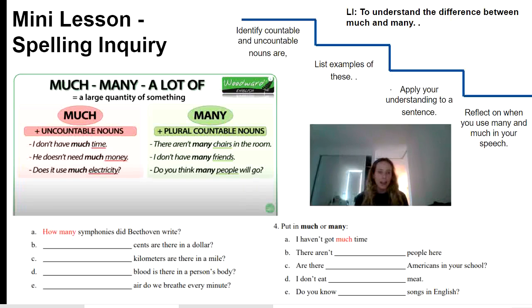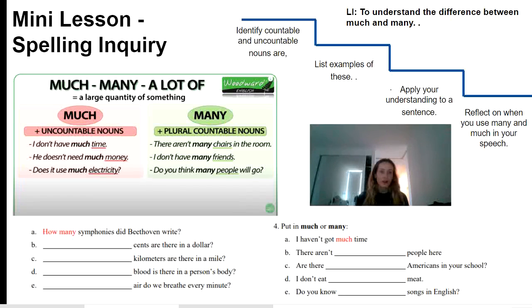Okay, and then the two different ways in which much and many are used are these. Much is used for uncountable nouns and many is used for countable nouns. What does this mean? Uncountable nouns are things that you cannot count.